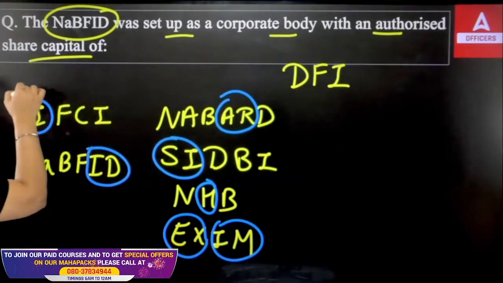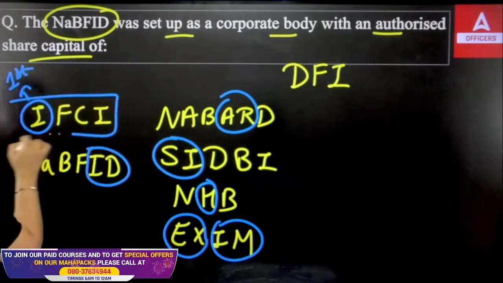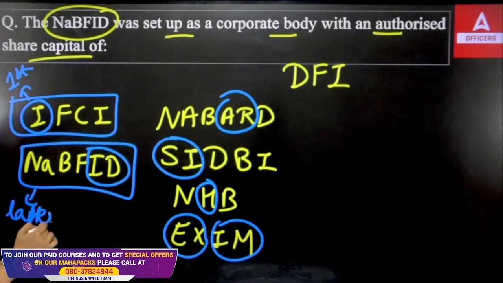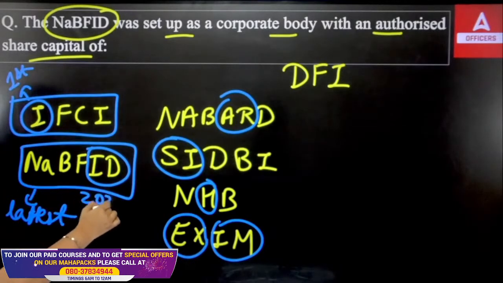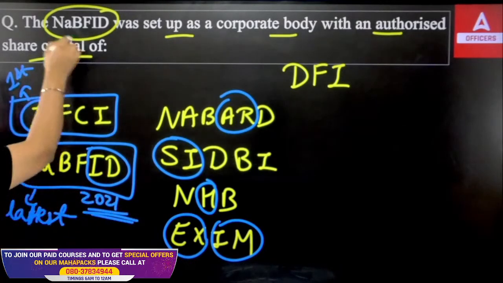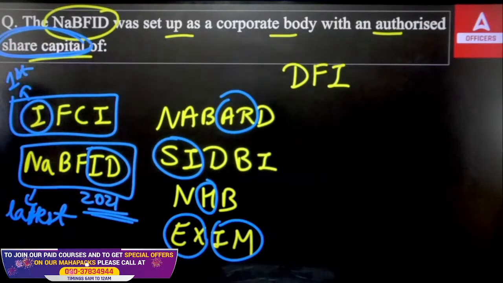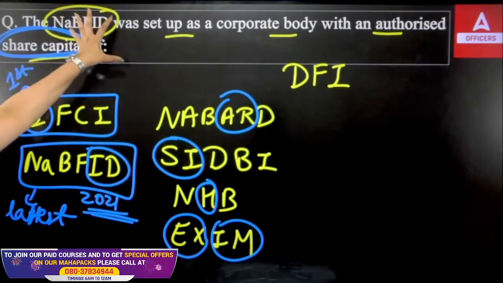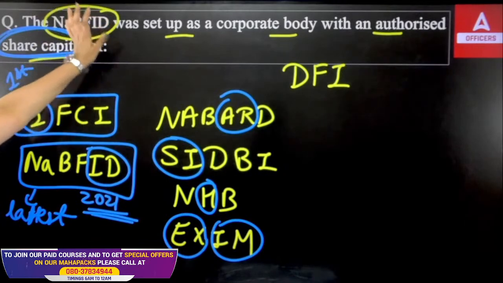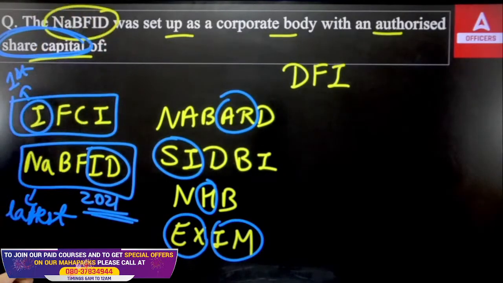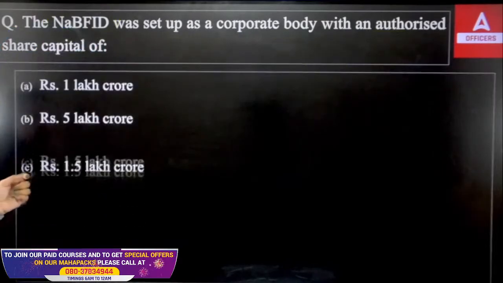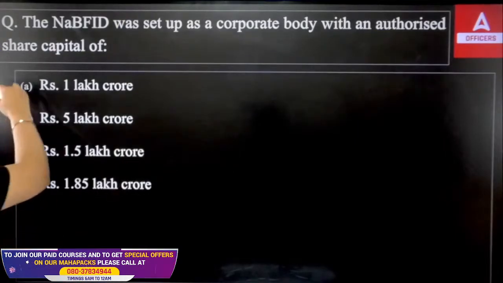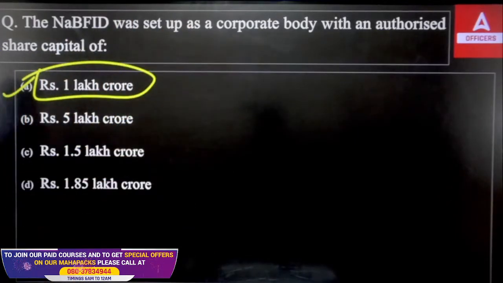Now the first development financial institution was IFCI, and the latest development financial institution is NABFID. NABFID was established in the year 2021. So what was the authorized share capital when NABFID was established? And the same question was in the May 2023 paper also. So which of the following will be the right option? 1 lakh crore, 5 lakh crore, 1.5, or 1.85. So the right answer is 1 lakh crore. The 1 lakh crore was the authorized share capital of NABFID.